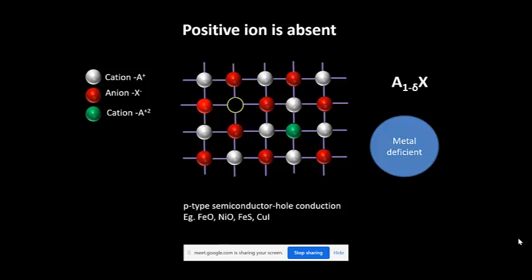Next was whether a defect can occur when a positive ion is absent. For example, take a simple lattice in which the white solids are cations.